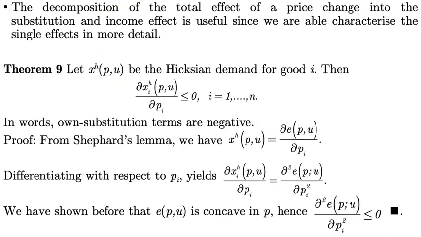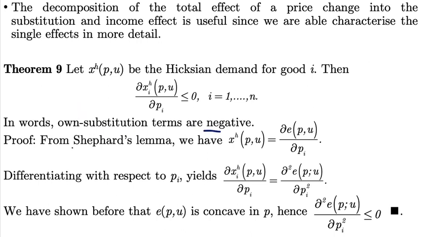We call it Theorem 9. Theorem 9 says, let x^H as a function of prices and utility be the Hicksian demand for good i. Then the partial derivative of the Hicksian demand function for good i with respect to its own price is less than or equal to 0, or negative. So the substitution terms are negative.